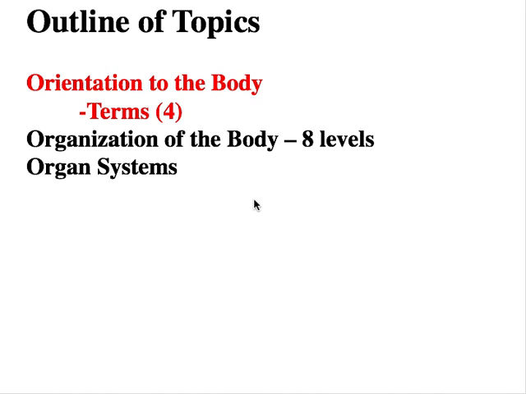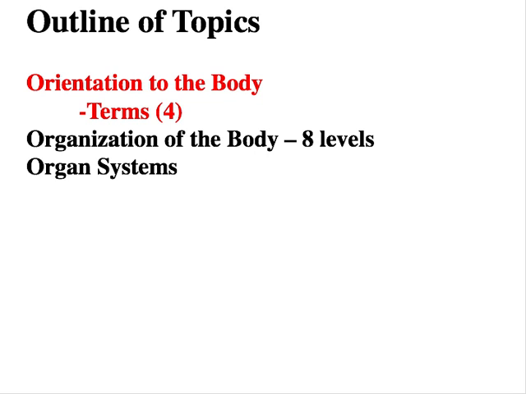So the key word with anatomy is structure. The key word with physiology is function. I want you to keep that in mind and separate them out. And as the semester goes on, you'll find that we cover different systems of the body. Generally speaking, we go in just that order. We start off with the gross anatomy of a system. We move on to the microscopic anatomy. And then we talk about how that microscopic anatomy goes into action, and that is the physiology of the system.